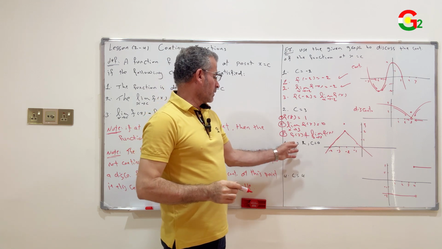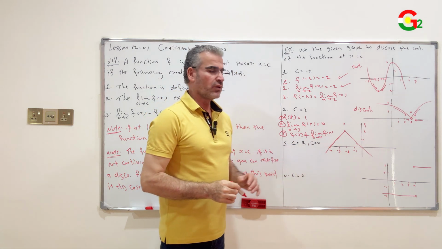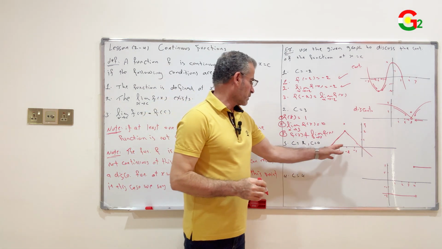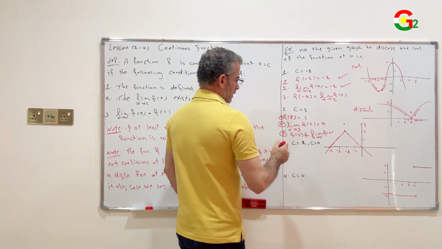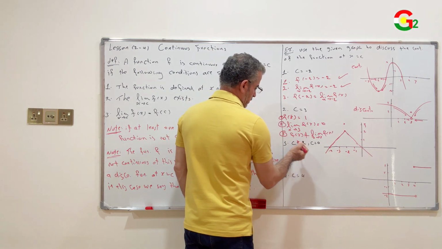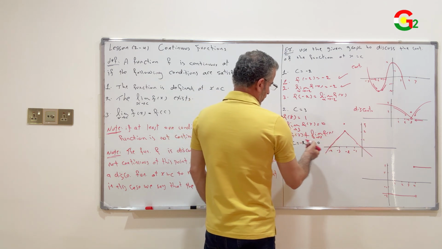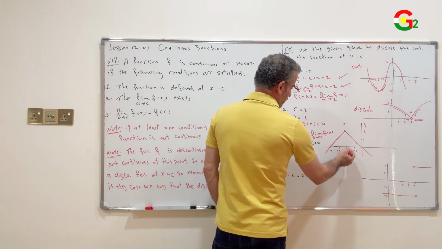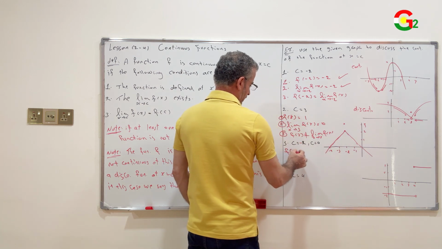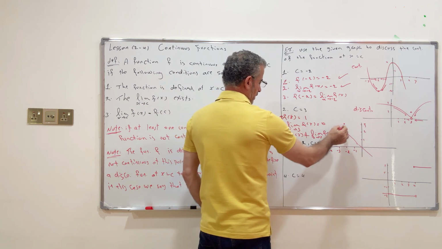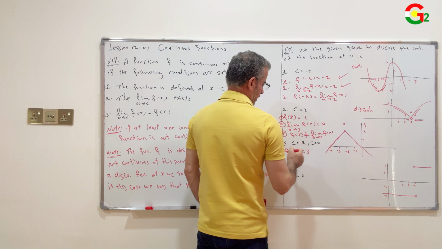Number 3, discuss the continuity of this function when c equals -2. When c equals -2, the value of the function is 3. So f of -2 is 3, as you see here.